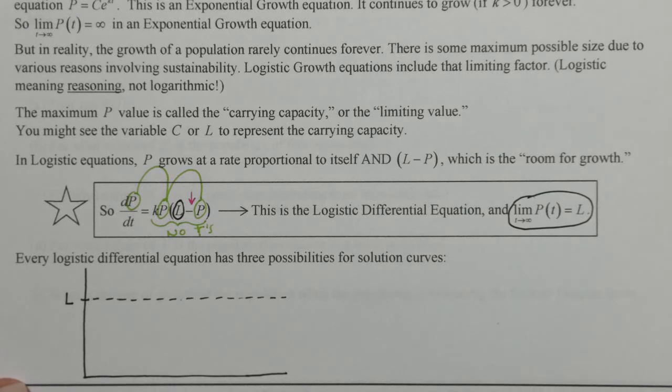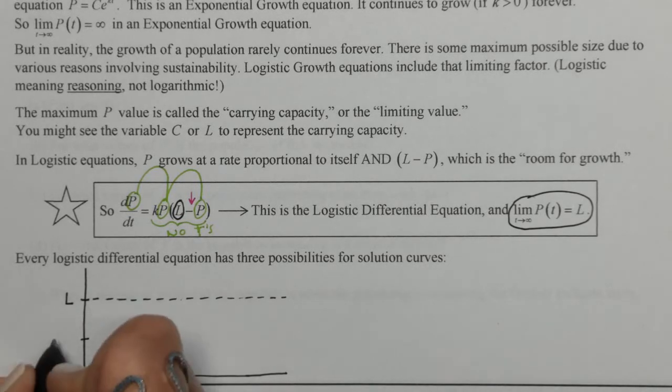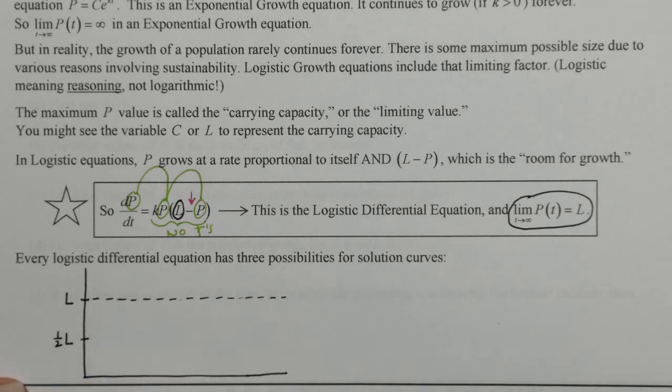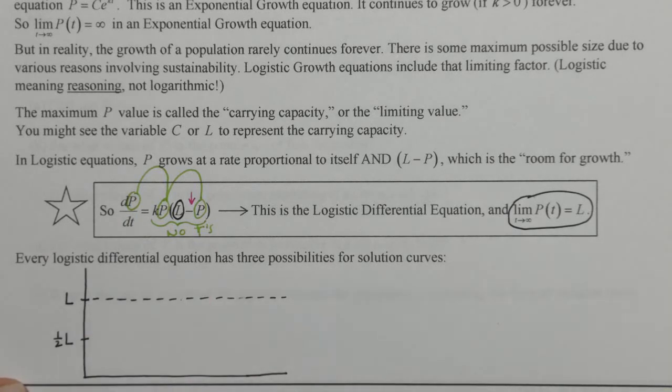The next thing that you will always put on your graph is the value that is 1/2 of L. Whatever L is, 1/2 of it is going to go on that curve. That will be on every one of these curves when you graph it, and it's key to graph it to answer the questions that you're going to be asked. Know what the three possible solution curves are, but know this outline of the graph.